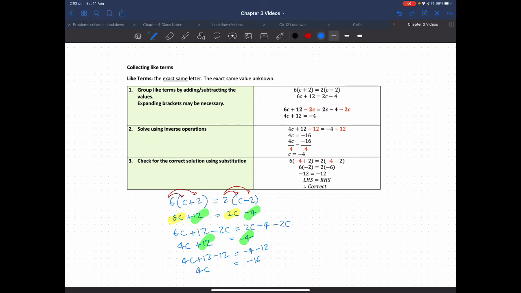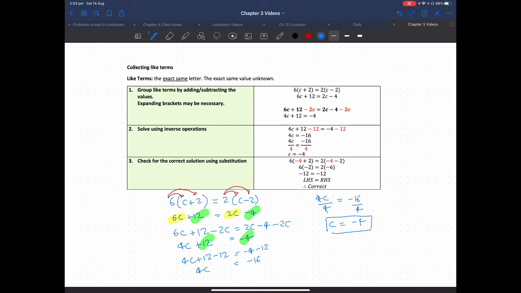So what I want to do now is get the c by itself. 4c means 4 times c, so I'm going to divide both sides by 4. 4c divided by 4 equals negative 16 divided by 4. So the 4's cancel, c equals negative 16 divided by 4, negative 4. There is my answer. I can check it by substituting into the formula.